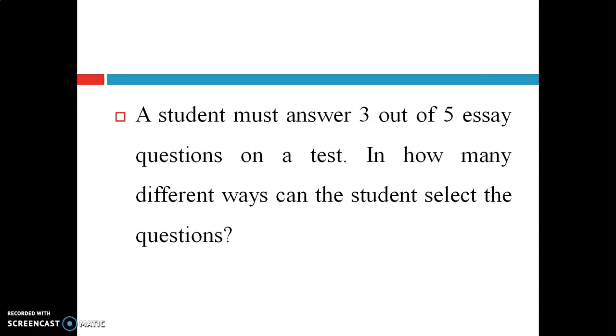Next example for combination: a student must answer 3 out of 5 questions on a test. In how many different ways can the student select the questions? So there are 5 questions, and out of these the student must answer 3 questions at a time. So how many different ways can the student select the questions?